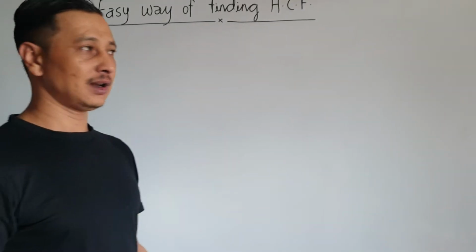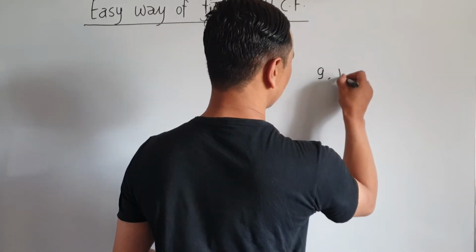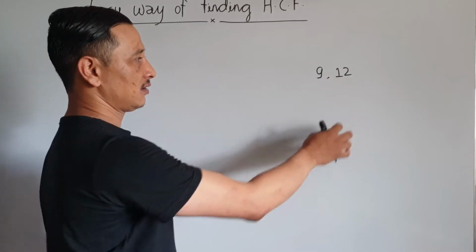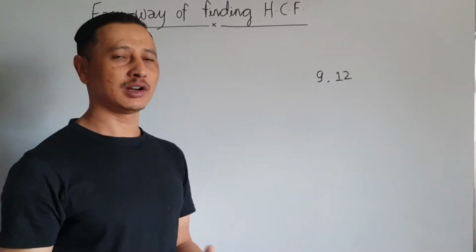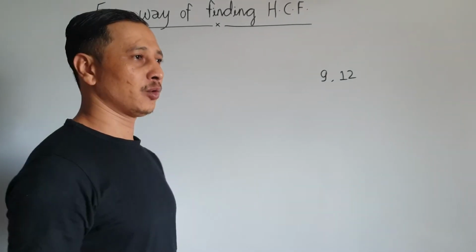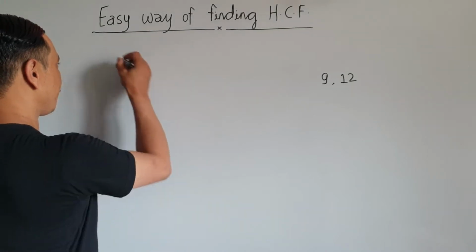We have done the traditional method of finding factors, like for 9 and 12. For this, we find its factors, take the common ones, and multiply to get the HCF. But in this video, I'm going to teach you the easiest way to find the HCF.